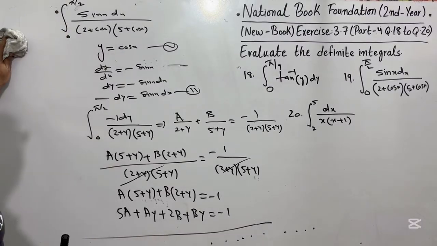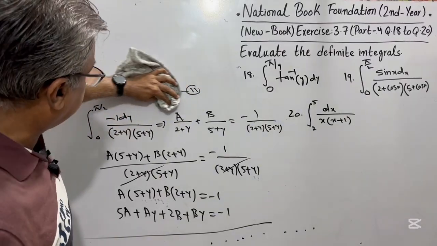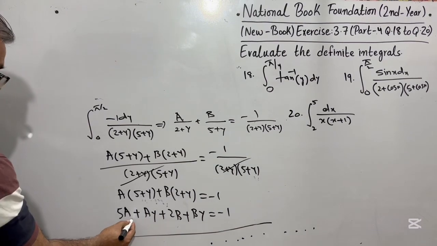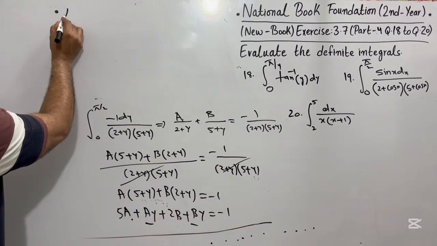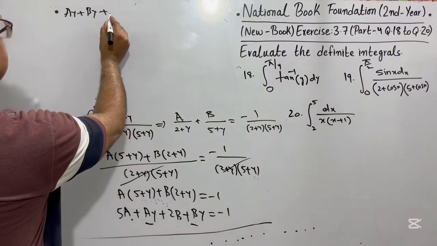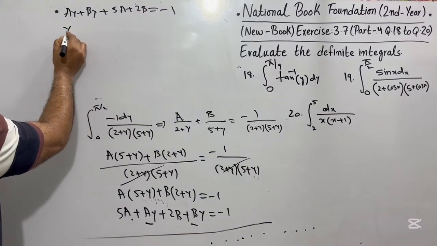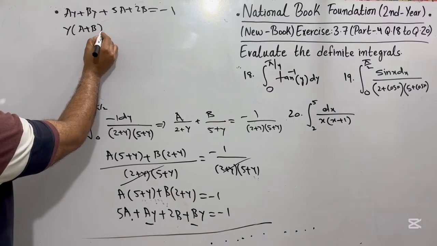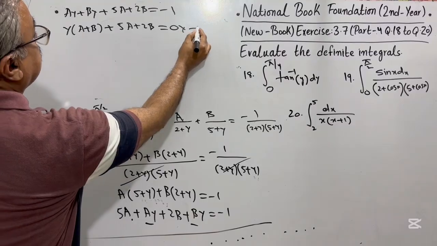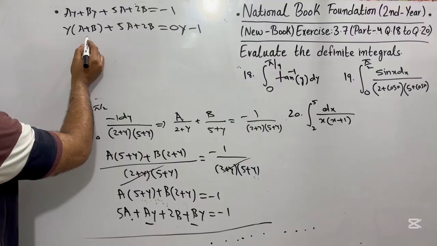Collecting the like terms and finding the values of capital A and B. This is first y, Ay plus By, then the constant 5A plus 2B is equal to negative 1. Taking y common, (A plus B) y plus 5A plus 2B is equal to 0y minus 1. I have generated y here with the assistance of 0. Compare the like terms.